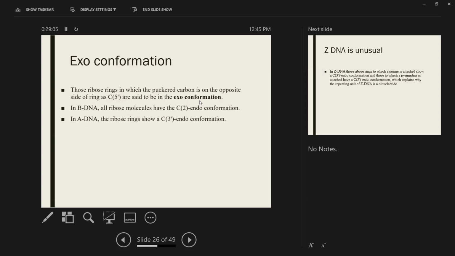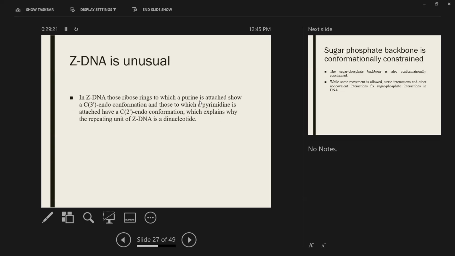And in B DNA, all your ribose molecules have a C2 endo pucker. In A DNA, all your ribose molecules have a C3 endo pucker. And Z DNA is the oddball. If you have a purine attached, the purine is in the syn conformation, and you have a C3 endo pucker. If you have a pyrimidine attached, it's in the anti-configuration, and you have a C2 endo pucker. So the repeating unit of Z DNA is a dinucleotide.